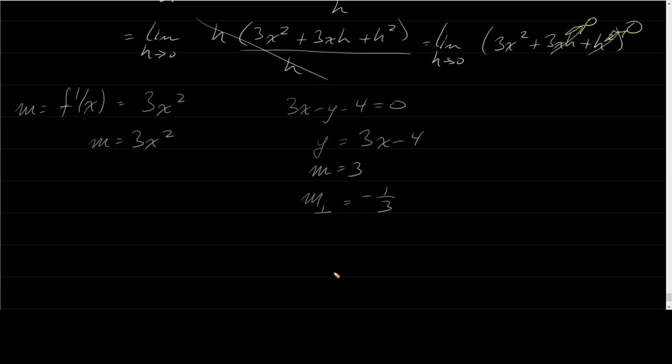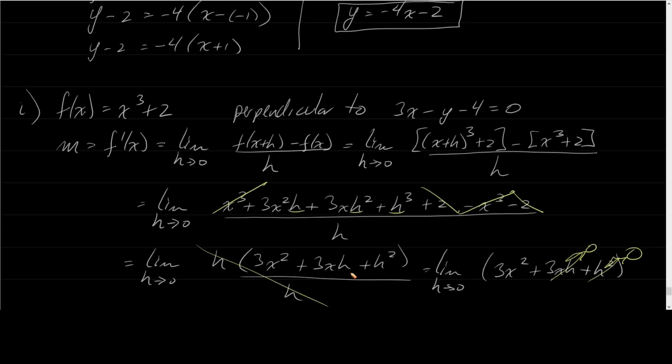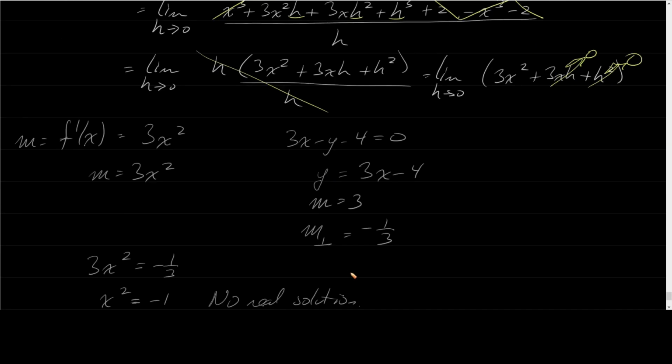In this case, we see that we have 3x squared is equal to negative 1/3. That tells me that x squared is equal to negative 1. So this has no real solution. What this tells us is that there is no tangent line to the function x cubed that is perpendicular to that. All right.